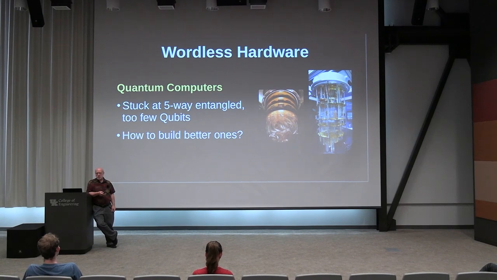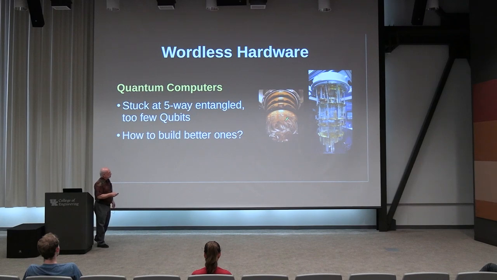That's not so cool, right? For example, my for i equals zero, i less than 100, that's seven bits. That's beyond what you can do with current quantum computers, right? So basically, too few qubits, all sorts of problems. Really, the entanglement is the main restriction. And nobody really knows how to build much better ones.